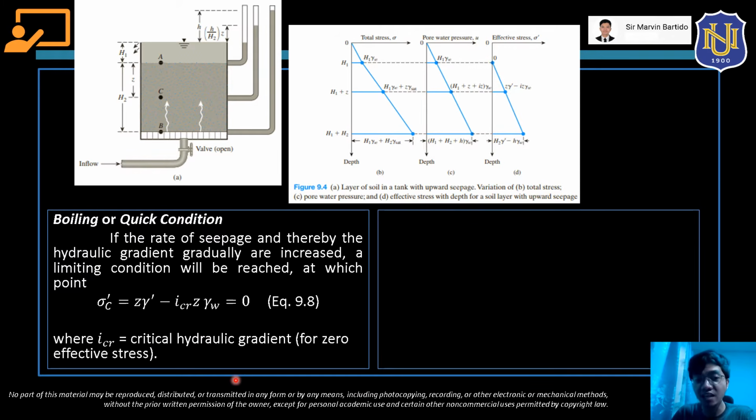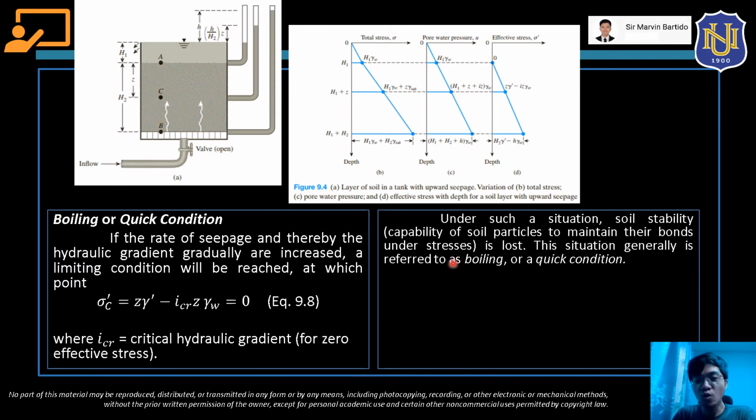So, yung i sub CR yan ay critical hydraulic gradient at nangyayari nga yan, class, kapag yung effective stress natin ay nagiging 0. Alright? So, class, yung condition na yan, ang nangyayari, yung soil stability is nawawala. Soil stability is lost. Yung soil stability, kung i-define natin yan, yan yung capability ng soil particles to maintain their bonds under stresses. So, ibig sabihin, kapag nawala yung soil stability, yung bonds nung soil particles natin, nawawala yun. So, ang nangyayari, yung soil particles natin nagmo-move. Okay, so yung situation na yun, class, generally is referred to as boiling or quick condition.